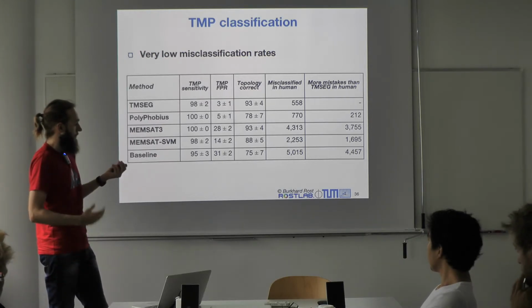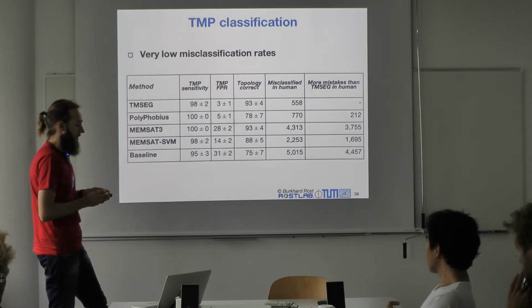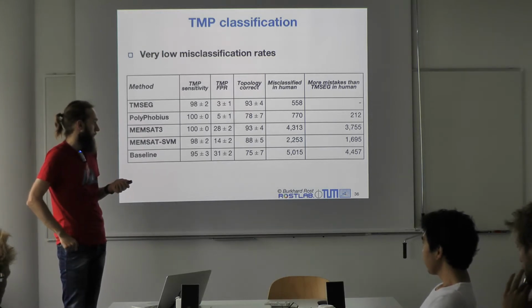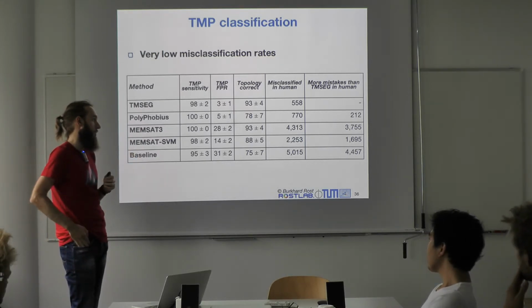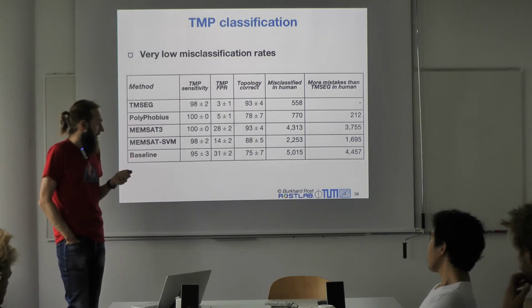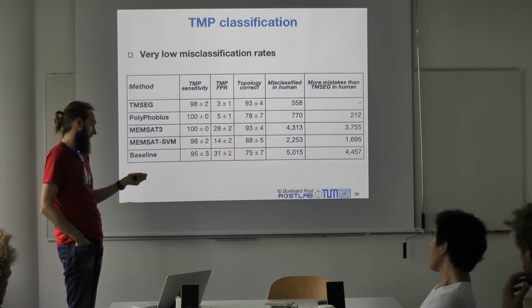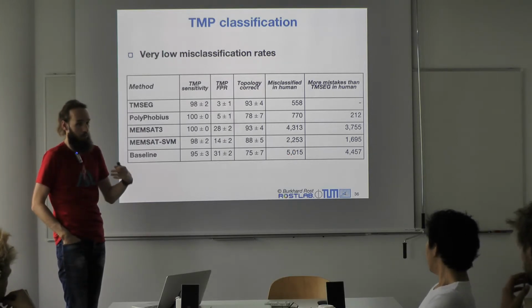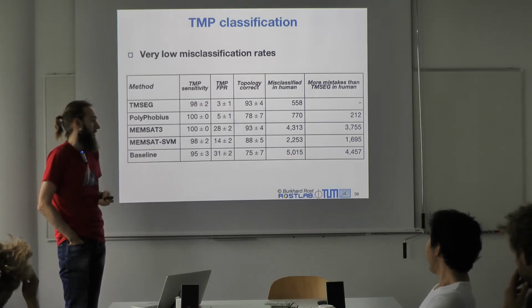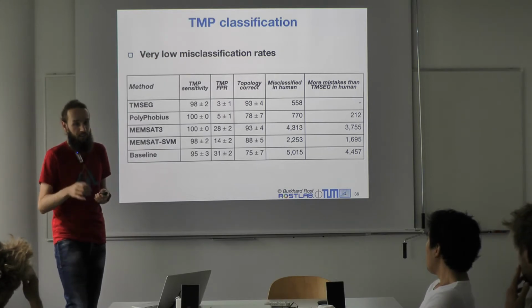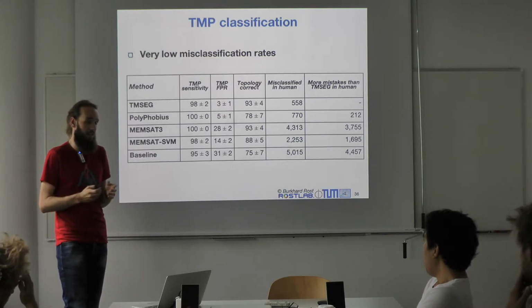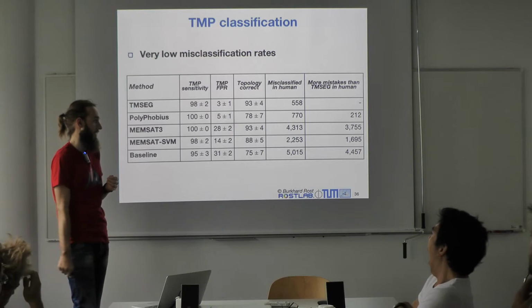Yeah, and just to give again an idea of what our background is here, if we were to apply this to the human proteome, then we can see that using TMSEG would give us the fewest misclassifications, while using our baseline predictor, for example, would give us an order of magnitude more misclassifications in both classes. So transmembrane proteins as well as soluble proteins are predicted in the wrong class.